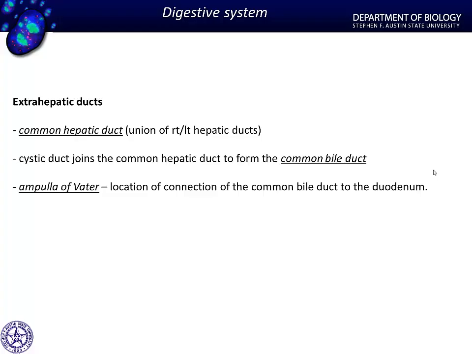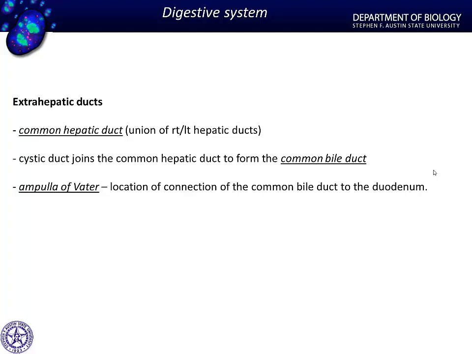Now, as we look at the ducts again that are transporting this material, we've got the common hepatic duct. So coming from the right and left lobes of the liver, we have the hepatic ducts that are going to unite together into the common hepatic duct. Now, the cystic duct, this is going to be coming from the gallbladder, and it unites with the common hepatic duct to form the common bile duct.